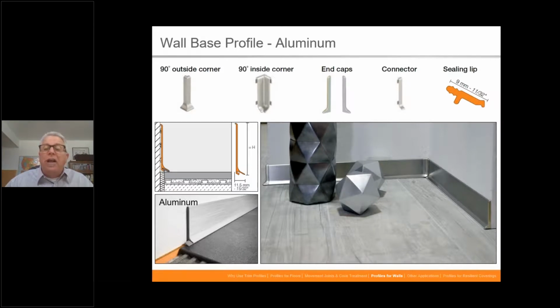And actually, it has a little bit of a sealing lip that's an option that you can put across the bottom of it before you set it on the tile or whatever material you're going to have on the floor, and that'll seal it up to keep the liquids from getting underneath that baseboard.